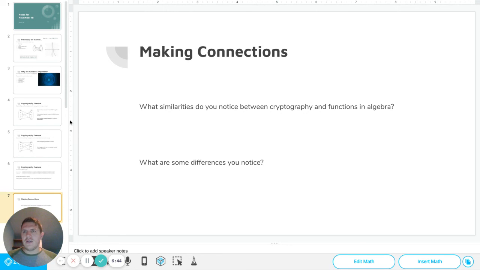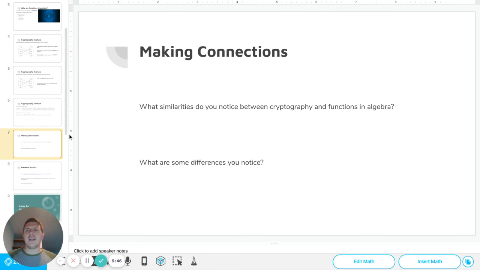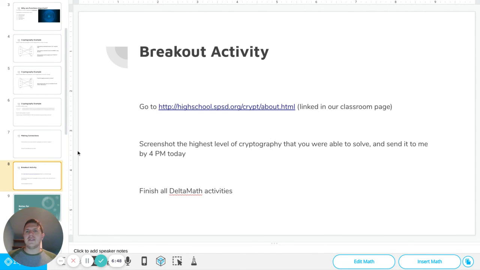All right? Your closing activity, which I've posted on your classroom page, is at this link right here. You're going to go to this website right here. And what I want you to do, there are 3 levels of 3 different types of encryptions that I want you to try and translate and decrypt if you can. And screenshot the highest one that you're able to solve and send it to me by 4 p.m. today. This will be your bell ringer or your exit slip for today, okay?